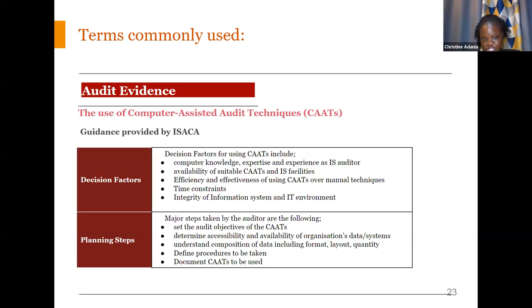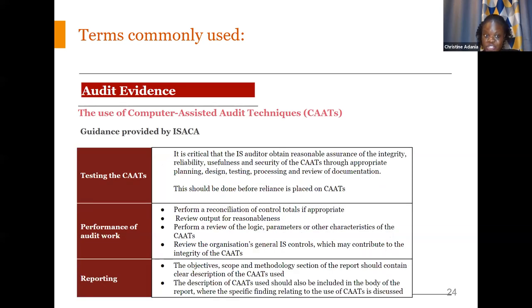Define the procedures that you'll take, and then document the CATs to be used. Ensure that you test those CATs before you actually place reliance on them. Yeah. So assess for reliability, the usefulness, and level of security that is attached to the use of these CATs, because, like I said, you're putting 100% there. So you'd want to assess whether you can actually rely on these CATs before jumping in and using them.